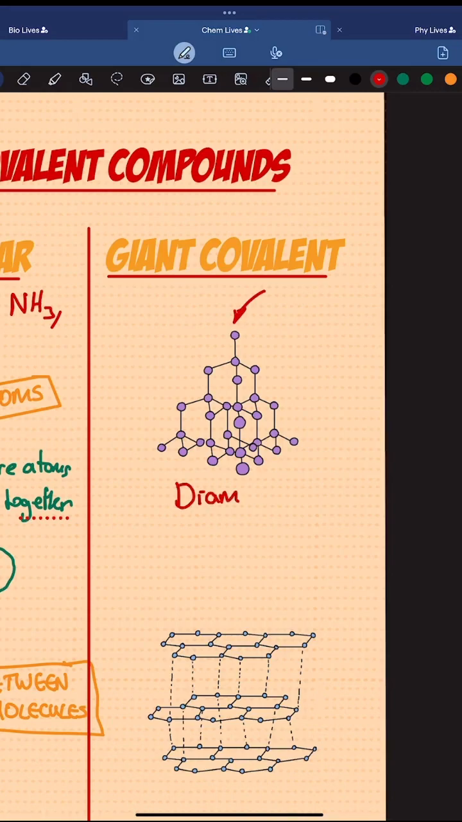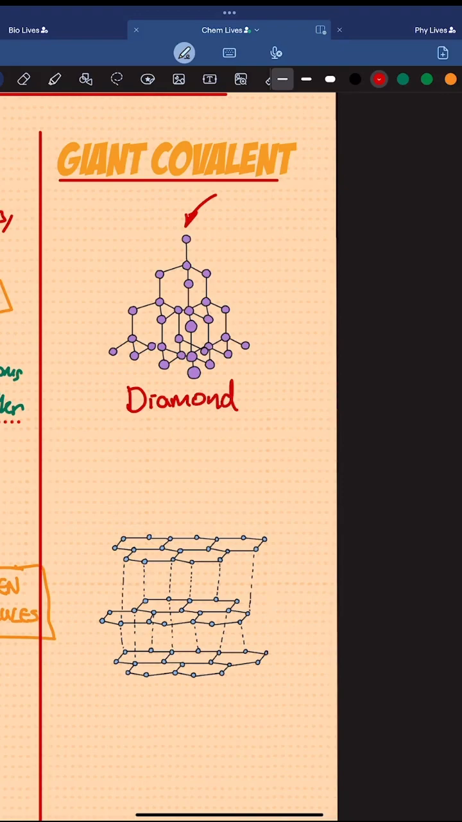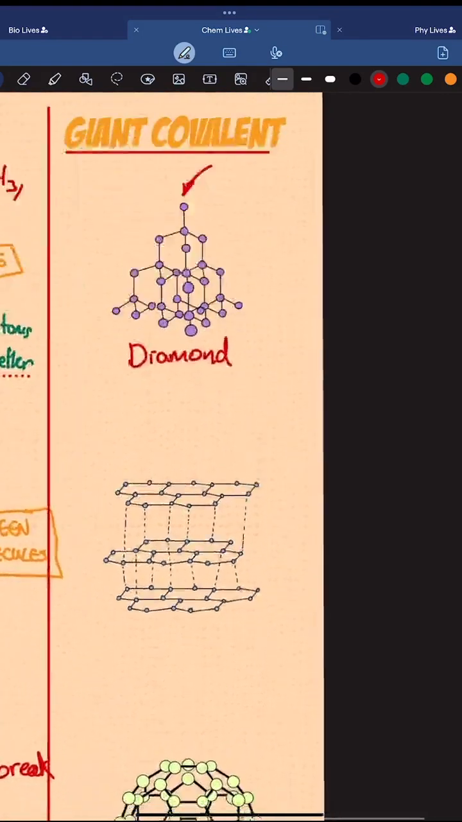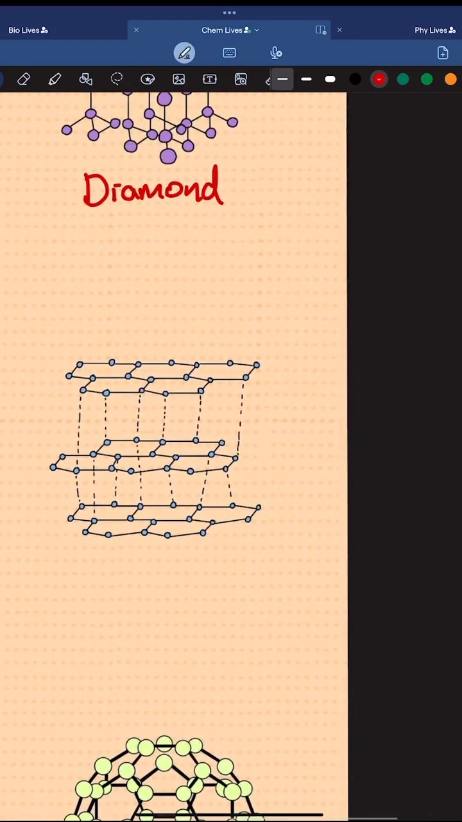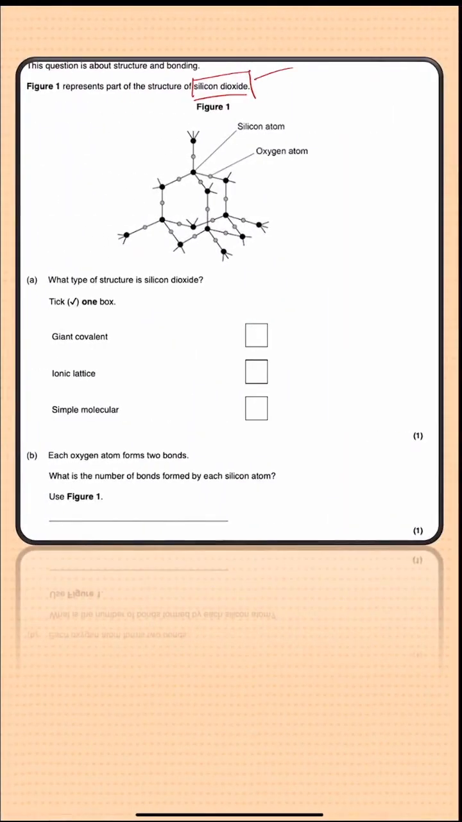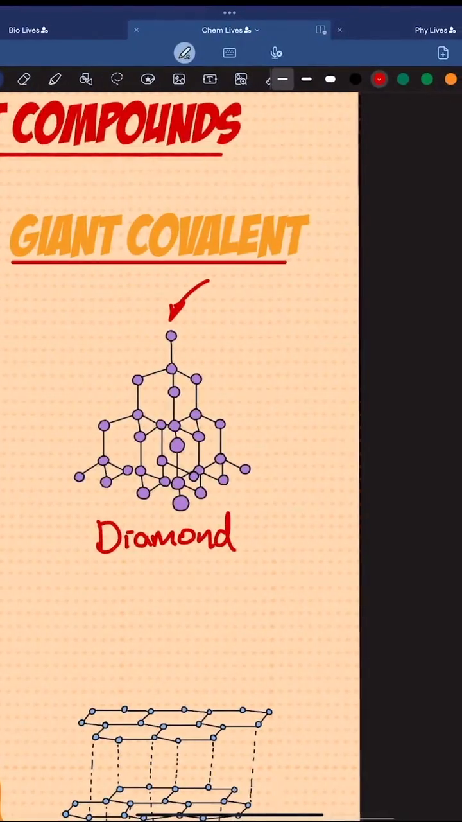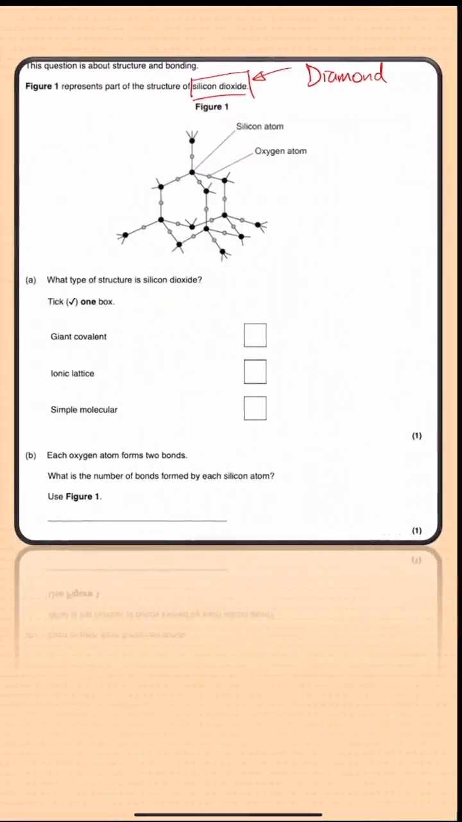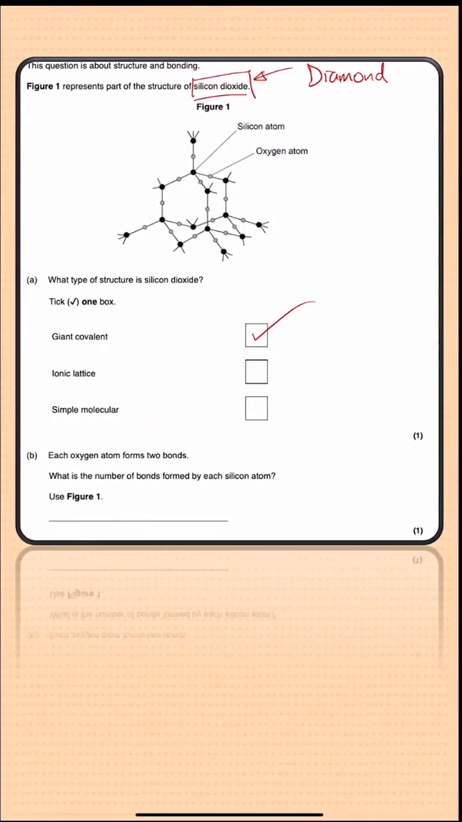Can anyone tell me what the one underneath is? So this is for diamond. This one would not be graphene because it's got loads of layers. This one's graphite. Yep, good. So the question asked for silicon dioxide, and this is very similar to diamond. And diamond I've put into the giant covalent section, so that means silicon dioxide is also giant covalent. It's another example of a giant covalent structure.